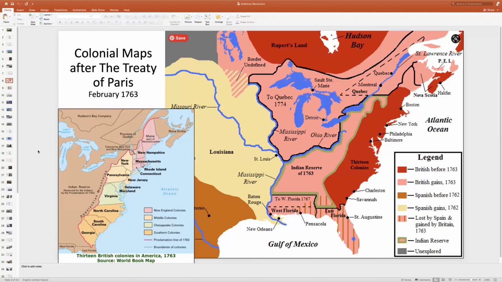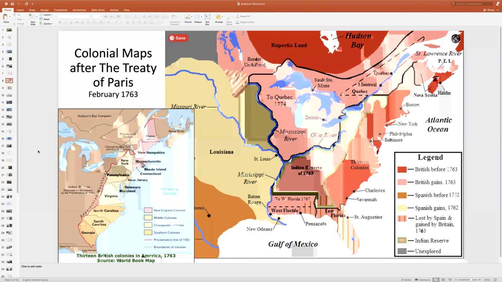So they repealed the Stamp Act in 1766, but at the same time, they passed the Declaratory Act, which said basically that Parliament had the right to legislate for the colonies, quote, "in all cases whatsoever." So that's an indication that they're trying to assert absolute authority over the colonies.